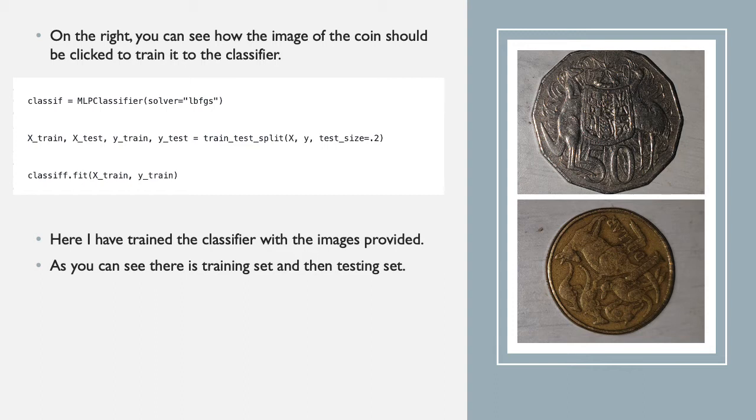And on the right, as you can see, this is one of the sample images of the coin that I've used. This is a 50-cent coin and this is a $1 coin, and I have uploaded like 40 to 50 images per coin in different orientations and in different lighting conditions, so that the coin can be recognized in whichever orientation it is dropped in. And in the code, you can see that I am training the data set into the classifier.